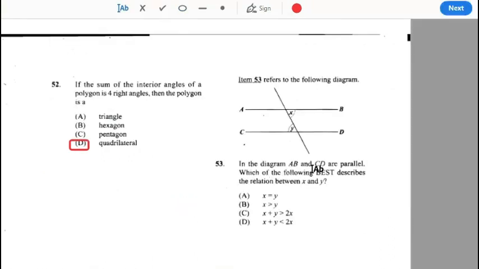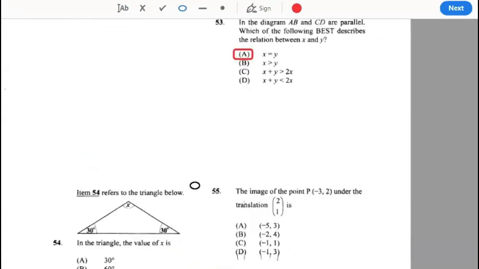In the diagram, AB and CD are parallel. And right then, as I know what parallel lines are, we know that X is definitely equal to Y. They are the same. So X and Y are equal right there. This and right here are equal. This and right here are equal. So X and Y are equal.